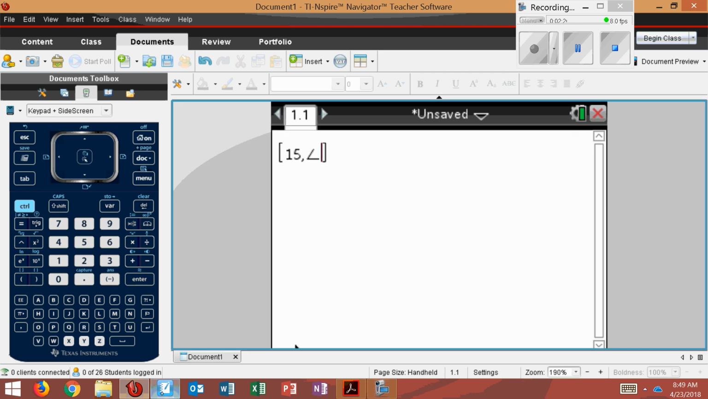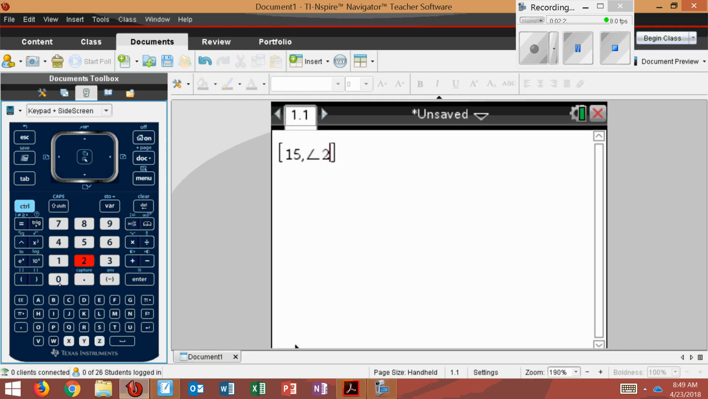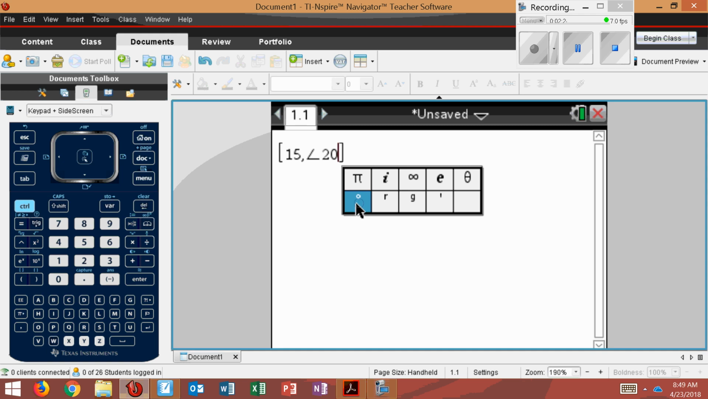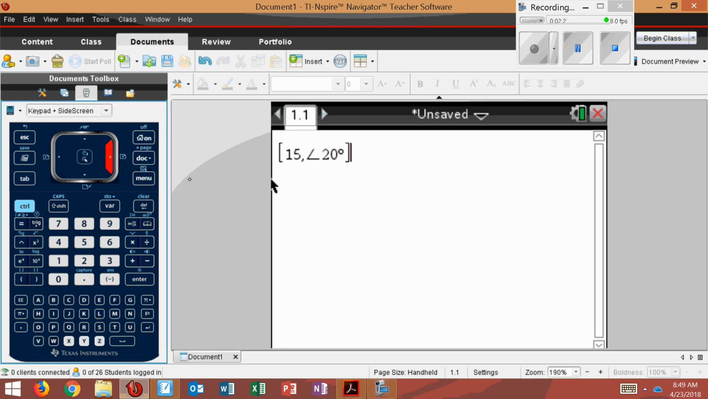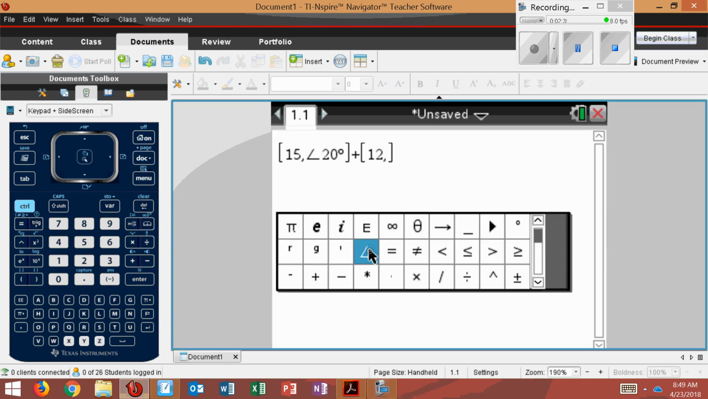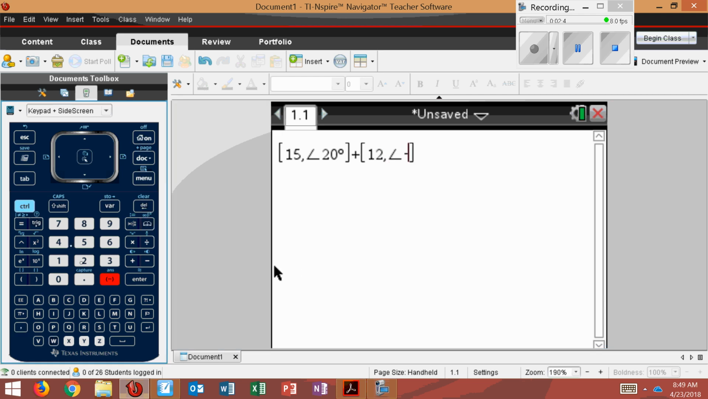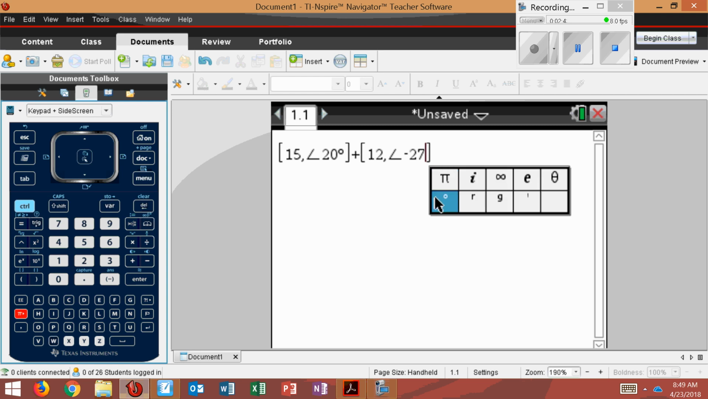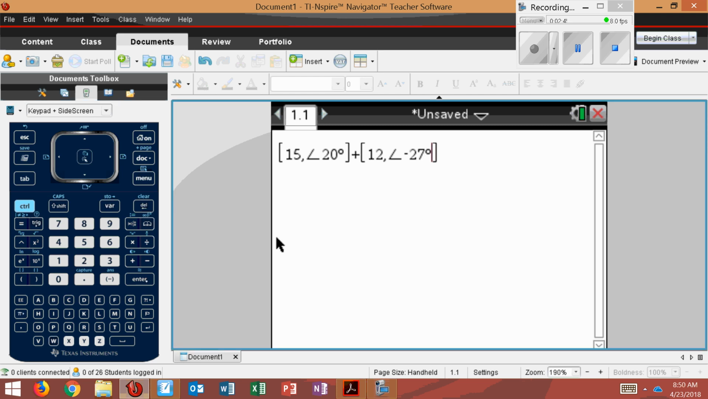And the first angle was 20 degrees. So let's choose 20. Make sure we put in the degree symbol, just so no matter what the mode is in our calculator, which mine is in degrees, so it should work either way. But just to be safe, we always type that in. And then control bracket for the second vector, which had a magnitude of 12, and its angle, press control book, was negative 27 degrees because that angle was going down from the x-axis. When I hit enter, this will give me the resultant.